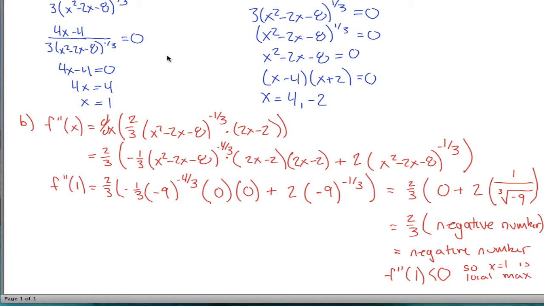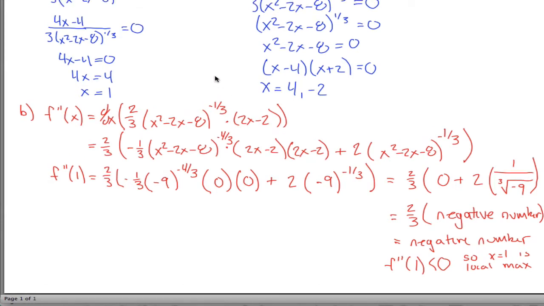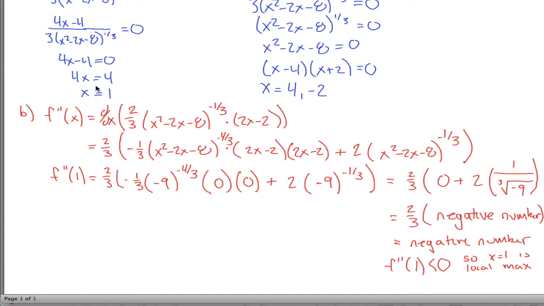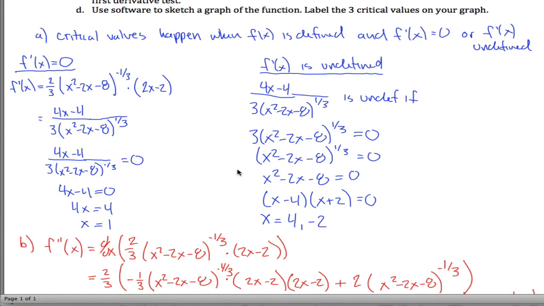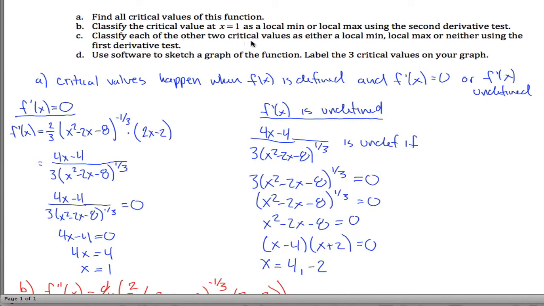Whew, that was a lot of work. That's just part B. Part C, maybe I'll do it on a new piece of paper. So we got part B done here. We classified this critical value as a local maximum. Now we have to classify these two. I think that's what part C says. Classify each of the other two critical values, 4 and negative 2, as a local min, local max, or neither, using the first derivative test.